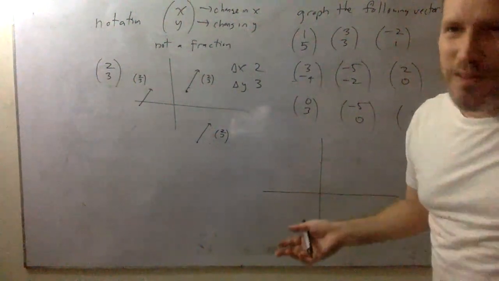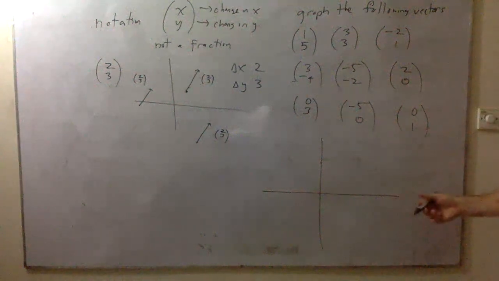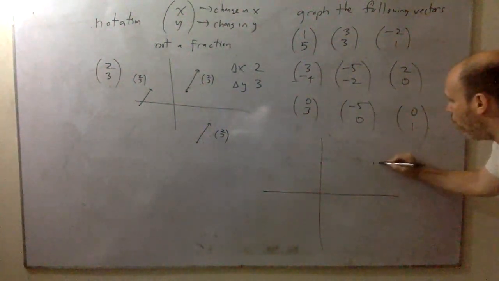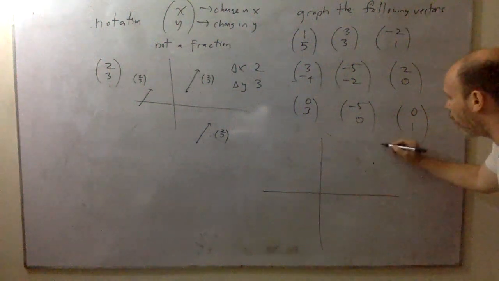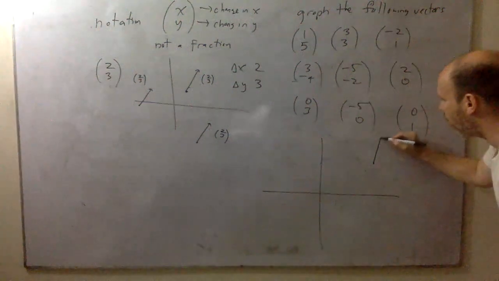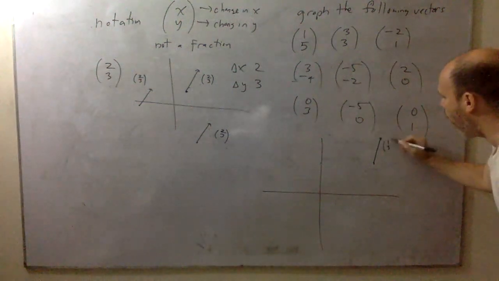And let's imagine there's graph paper there. Obviously, there's not, but it's no big deal. So let's start with the first one, 1, 5. Well, I'm going to start here. 1 to the right. 1, 2, 3, 4, 5. Oh, this is 5. So this is the vector 1, 5.